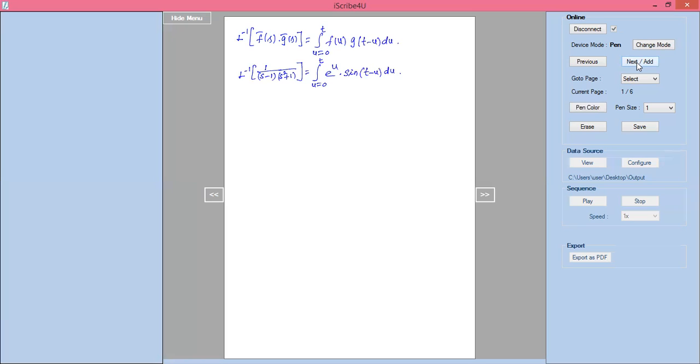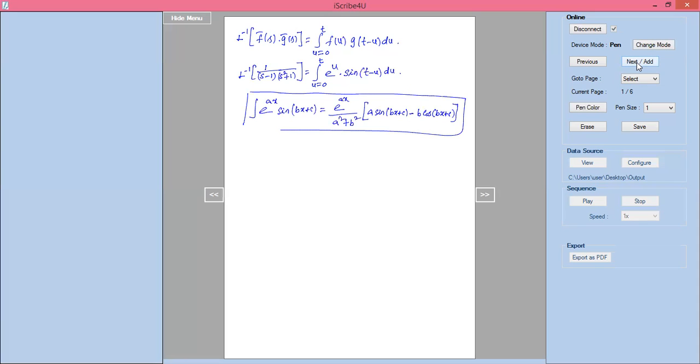Now, we know one of the formulas we have studied in 12th standard and in first and second semesters: integration of e power ax into sin of bx plus c equals e power ax divided by a square plus b square into a sin of bx plus c minus b into cos of bx plus c. So using this formula, I am going to simplify this problem.